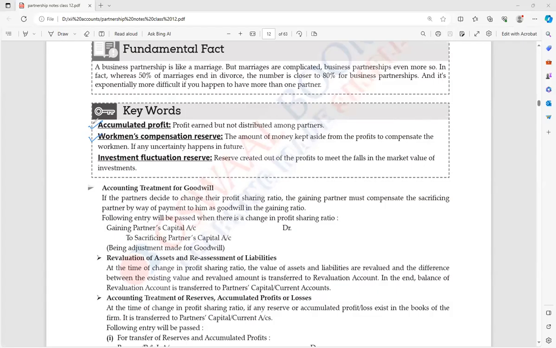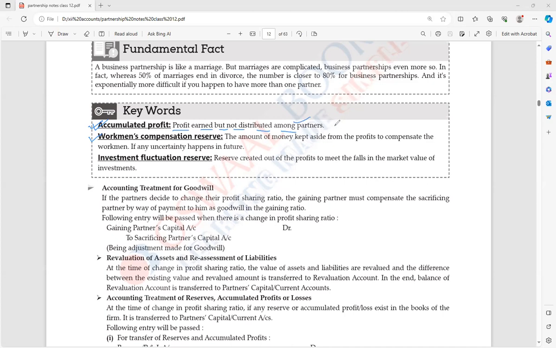Okay. So first one is accumulated profit. Accumulated profit is the profit earned during the year, or the total profit earned by a firm or a company, not distributed among the partners or shareholders. That is known as the accumulated profit.